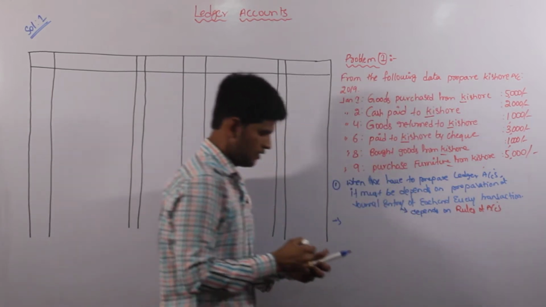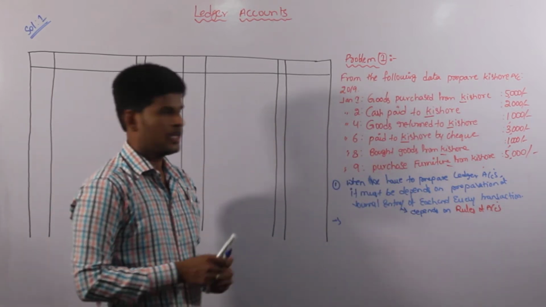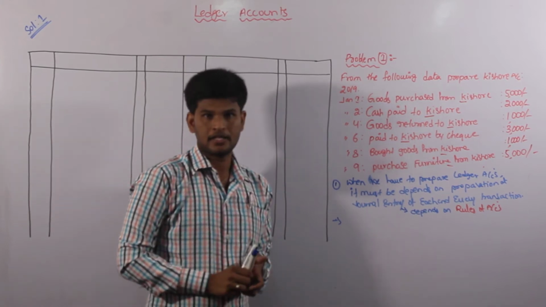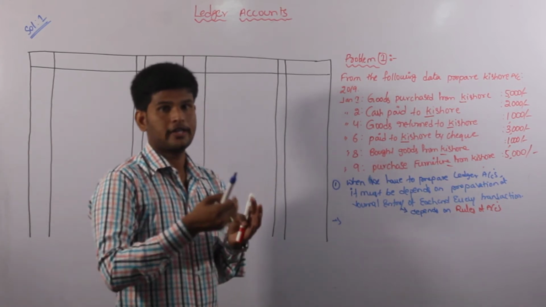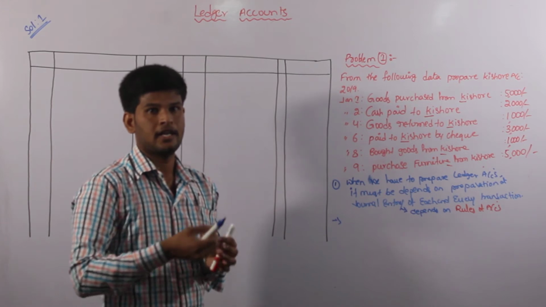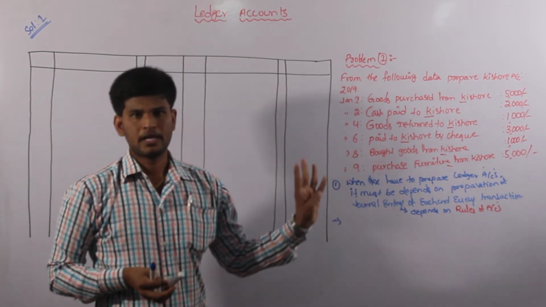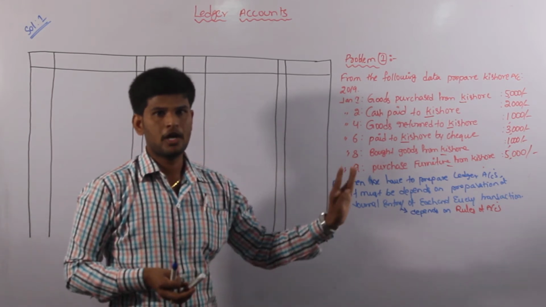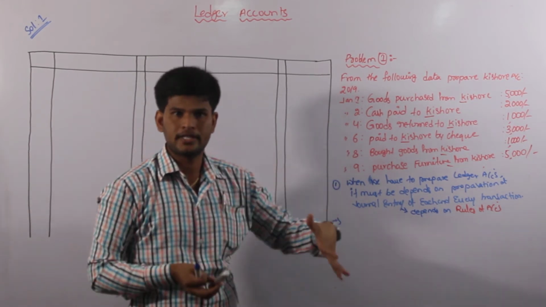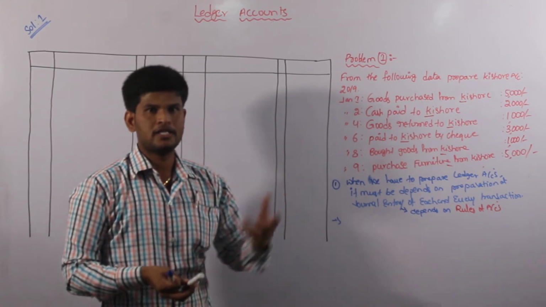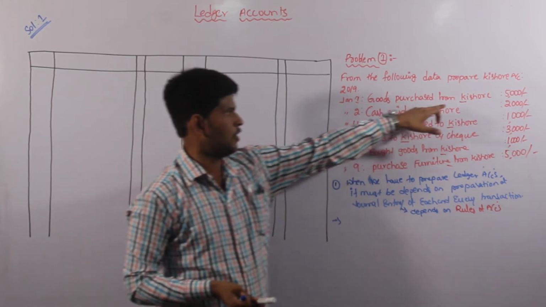Is it clear? When we are going to give a journal entry to each and every transaction, again we have to remember the rules regarding how to enter each transaction. That is nothing but the 3 rules of accounts: personal account, real account and nominal account. Based on these 3 rules, we have to give an entry to each and every individual transaction of Kishore.